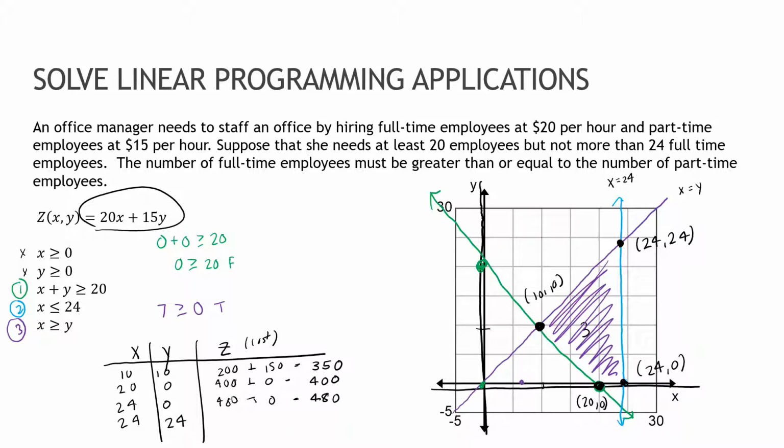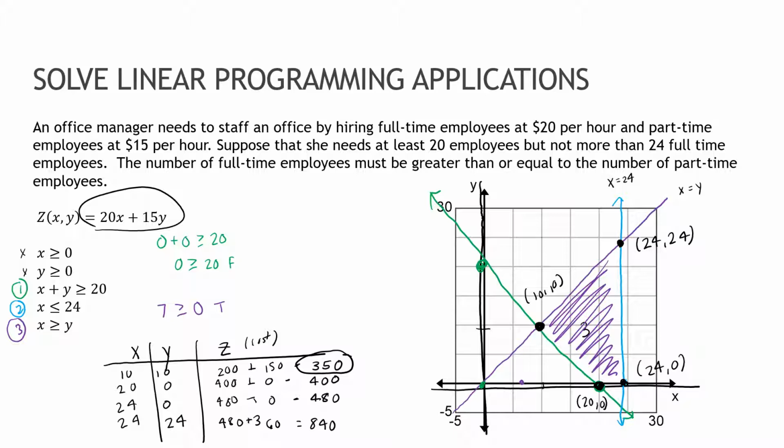And then 24 times 20, that's 480. 24 times 15 would be how much for part-time employees? 480 plus 360 is 840. And what's the least amount I've paid? 350. Just to point out, some people might say, well, I knew from the beginning it was going to be (10, 10), so I didn't check any of the rest of them.